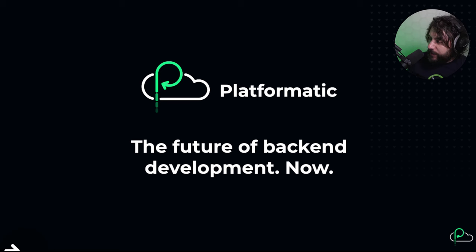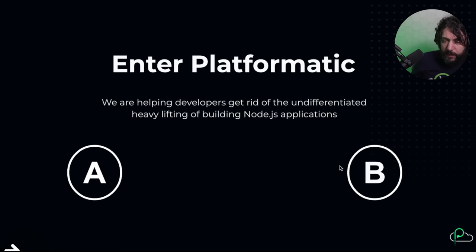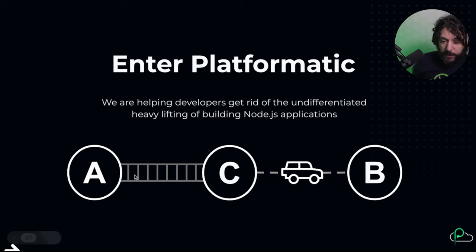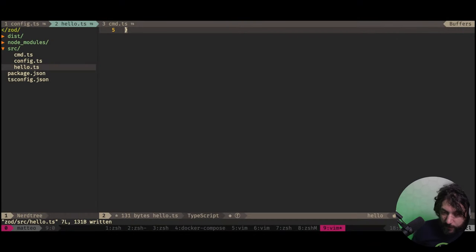So let's talk a little bit. Let me show you how we handle configuration in Platformatic. Platformatic does a few things for you. Platformatic wants to help you remove a lot of what's called the undifferentiated heavy lifting in building Node apps. So it allows you to move very fast using a high speed train from A to C, and then gives you a nice rental electric car for the last few miles, without leaving you alone. So it gives you the same flexibility of Node.js with a full-blown framework.